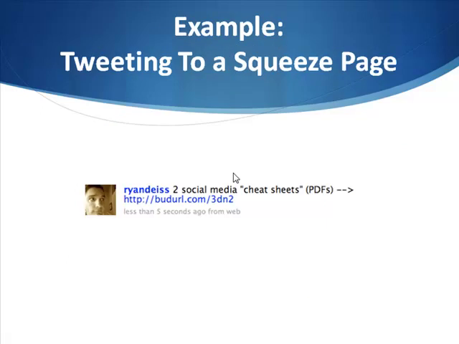Okay, now here's an example of tweeting to a squeeze page, and this is something that I did just recently, where I tweeted to one of Perry's pages. And so you can see here, I tweeted 2 social media cheat sheets. Whenever I tweet to a squeeze page, this is one of the ways you can get around people being upset that you tweeted to a squeeze page. I put in PDFs because that's what they're getting when they opt in.